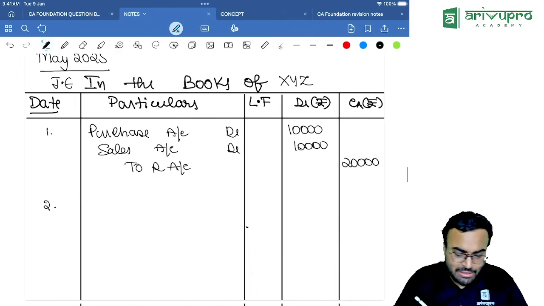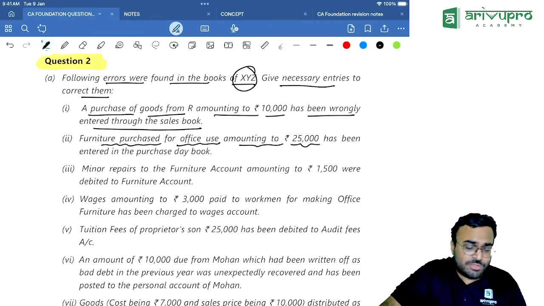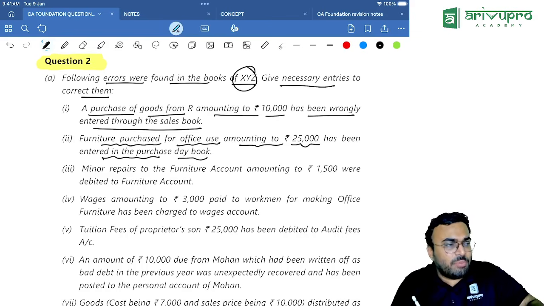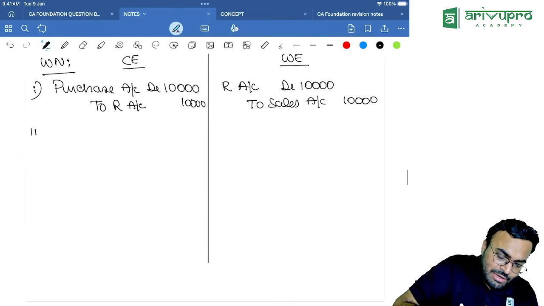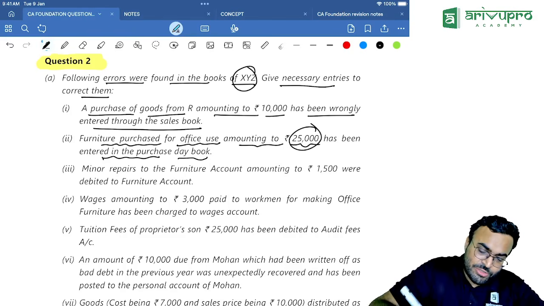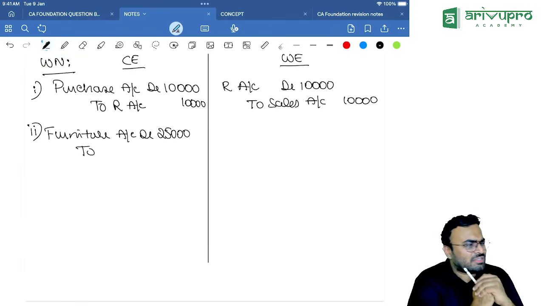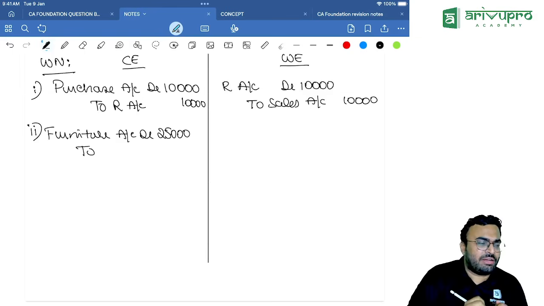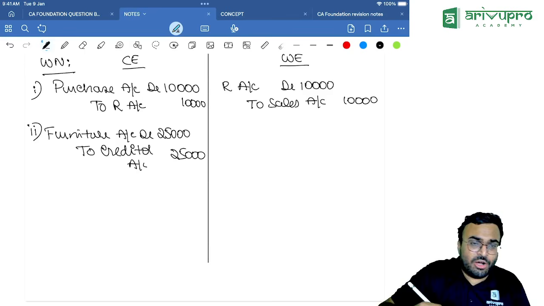So, next one, second. Furniture purchased for office use amounting to 25,000 has been entered in the purchase day book. What is the correct entry? Correct entry is furniture account debited 25,000 to what? Can I write it as cash? They said purchase day book, right? So you're going to write it as to creditor 25,000. What is the wrong entry?